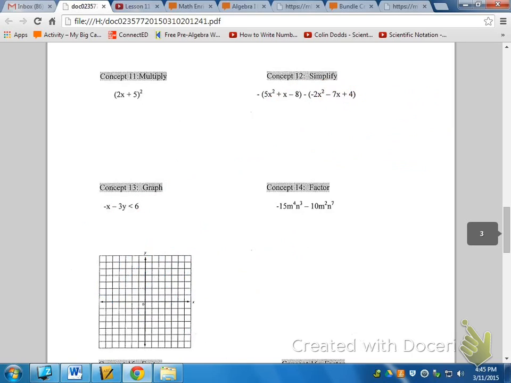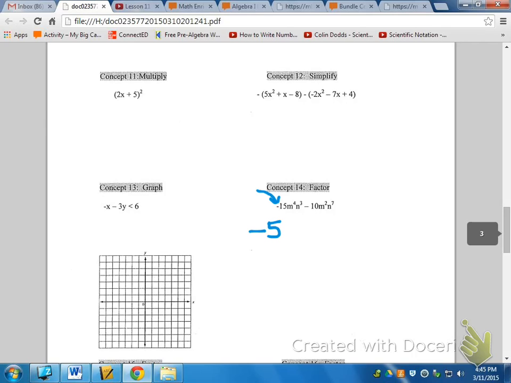Number 14 says factor. I've got to look for the greatest common factor in these two terms. Since my leading term is negative, no matter what, I'm factoring out a negative. Then I look at the 15 and the 10. The greatest common factor of 15 and 10 is 5.